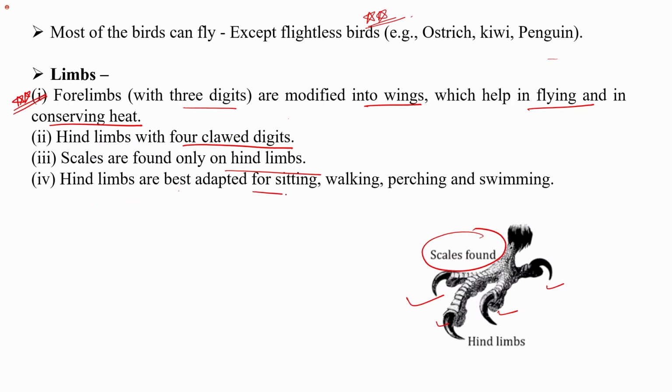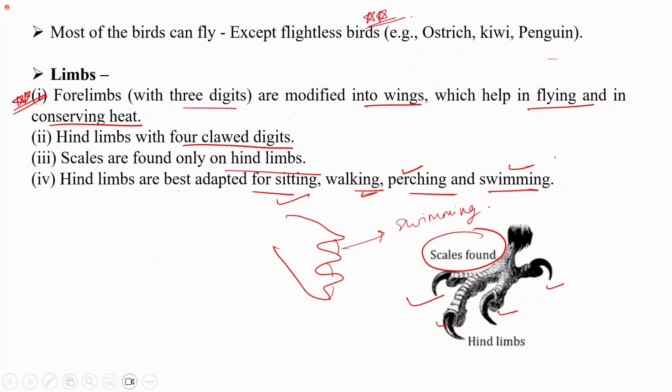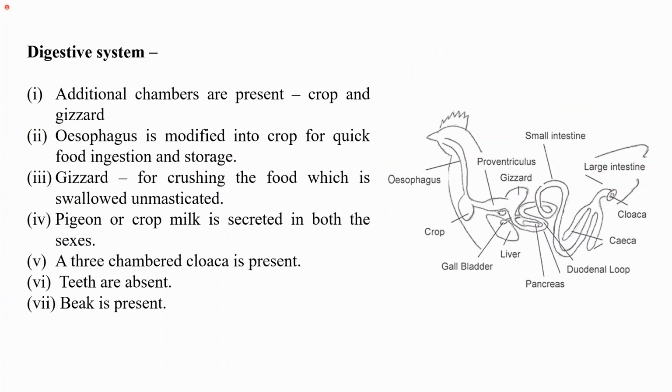Hind limbs are best adapted for sitting, walking, perching, and swimming. That is, if they want to stay on the tree, swim, walk, or sit. For example, you might have seen ducks, which have webbed feet. That is, their feet are joined, so it helps them in swimming also. So the hind limbs are modified for sitting, walking, perching, or swimming.